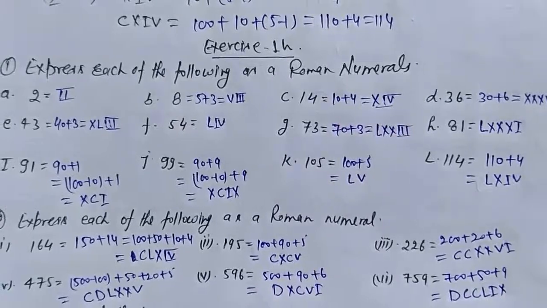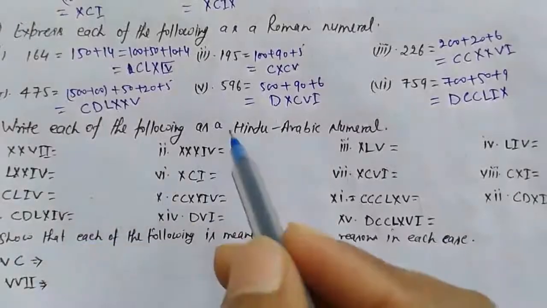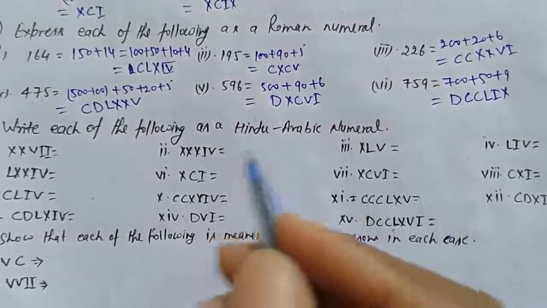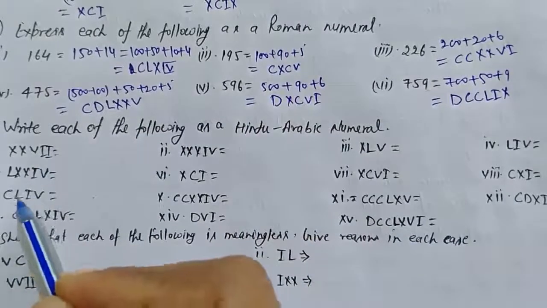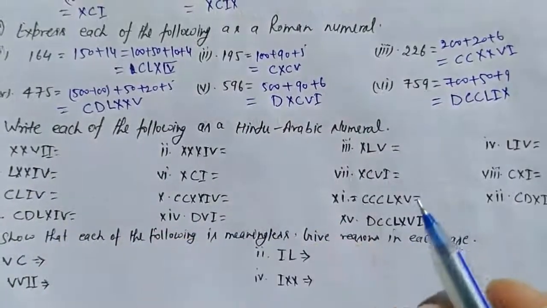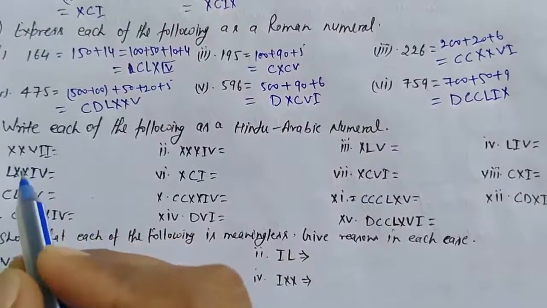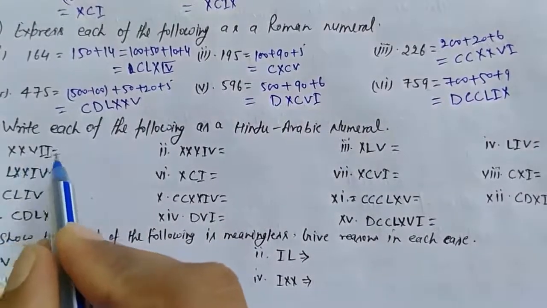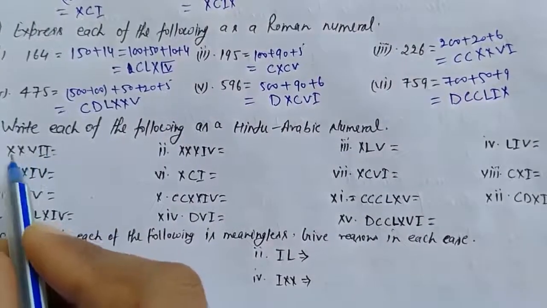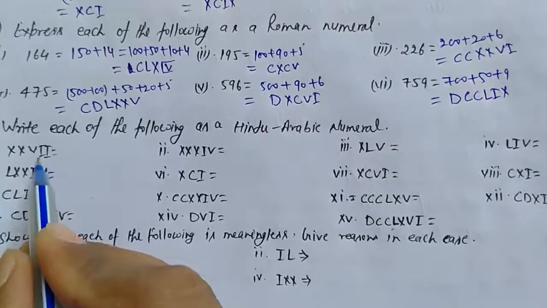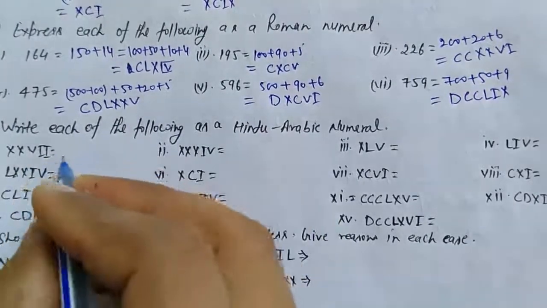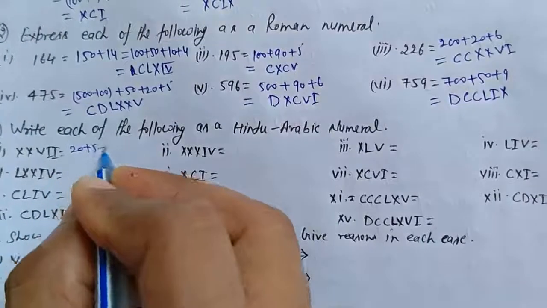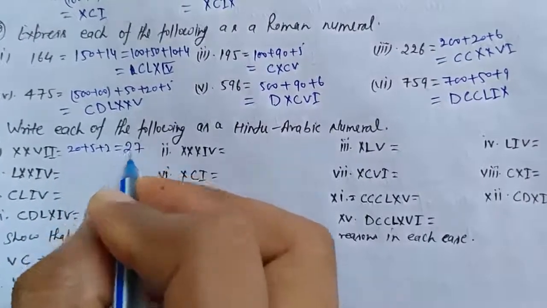Next question is, write each of the following as a Hindu Arabic numeral. These are written here in Roman numerals, and now we have to write them in Hindu Arabic numerals. First question is XXVII. XX means 20, V means 5 and 2 times I means 2. So that is 20 + 5 + 2, that is 27.